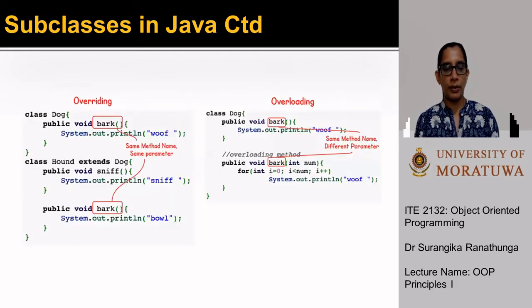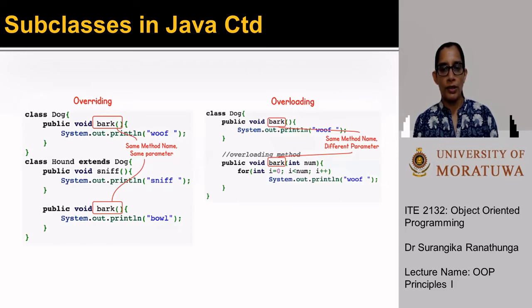So here's the example of method overriding. In the superclass Dog, we have the bark method, and in the subclass Hound, we have the exact same signature, public void bark. So this is called overriding. And there's a similar concept, overloading.